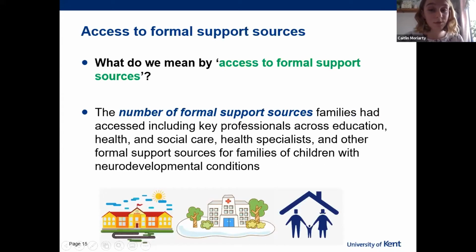For access to formal support sources, this refers to the number of formal support sources families had accessed, including key professionals across education, health and social care, health specialists, and other formal support sources for families of children with neurodevelopmental conditions. To measure formal support sources, families were provided with a list of 49 key professionals or other forms of support, and were asked to indicate whether they had accessed these supports in the last year. The number of support sources they had accessed were counted and totaled to give an indication of how many formal support sources the family had accessed.